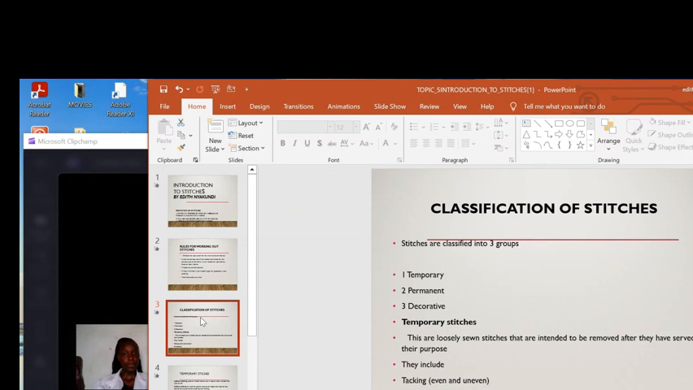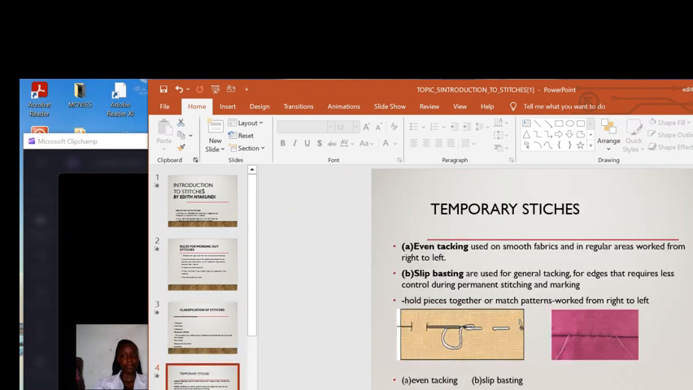Now let's start with the temporary stitches. What are these temporary stitches? These are loosely sewn stitches that are intended to be removed after they have served their purpose. They include tacking. Under tacking, we have even and uneven tacking. The other temporary stitch is slip basting.